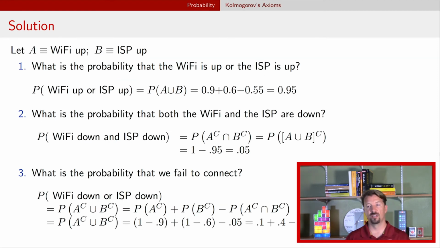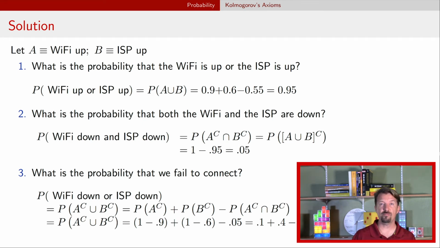The third question is, what's the probability that we fail to connect? Now there's actually a very quick way, because you know how often you do connect, but there are multiple ways to solve problems. So here's the more laborious way to do it. What's the probability you fail to connect? Well, you fail to connect when either the Wi-Fi is down or the ISP is down. So now we have the union of A complement and B complement. We can use the additive rule of probability here, and we say, well, that's the probability of A complement plus the probability of B complement minus the probability of A complement intersection B complement. And we can then plug in the numbers, and if we do the calculations, we find that the probability is 0.45, which again, we could have gotten much quicker because we already knew the probability that they were both up.